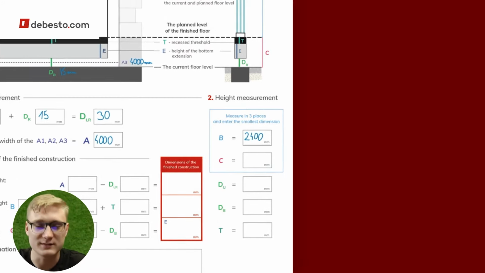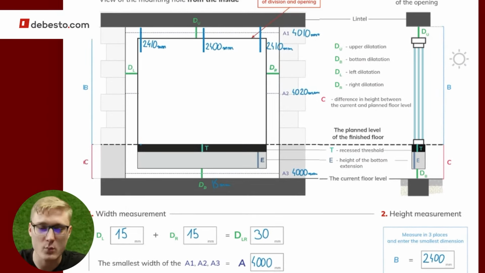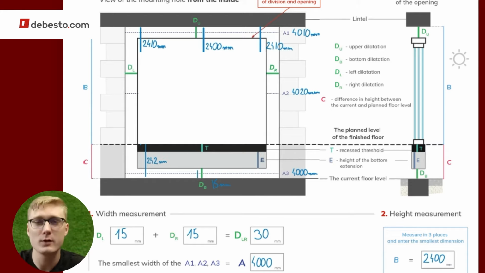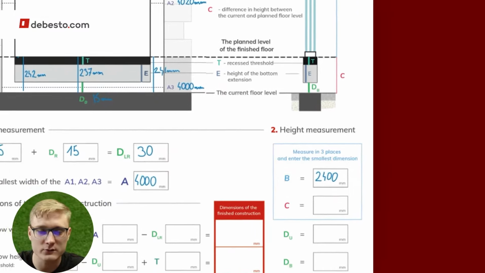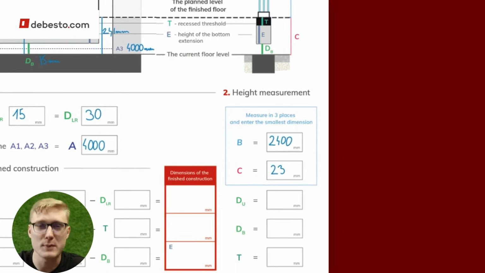Next is measurement C, which we measured the exact same way as before, with the obvious difference of measuring from lintel to the current level of floor. From the left side, we have 242 millimeters, middle is at 237 millimeters, and our right side is measured at 241 millimeters. Again, we picked the smallest measurement, in this case 237 millimeters, and we write that under height measurement under point C.